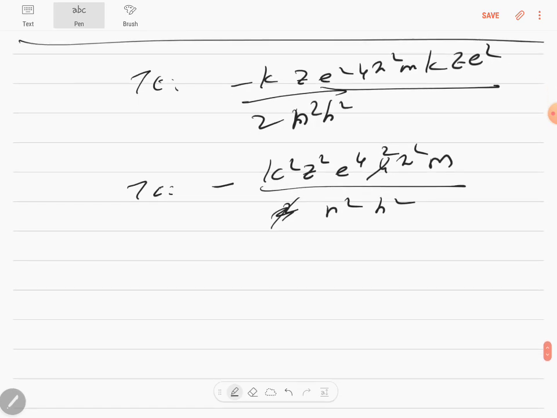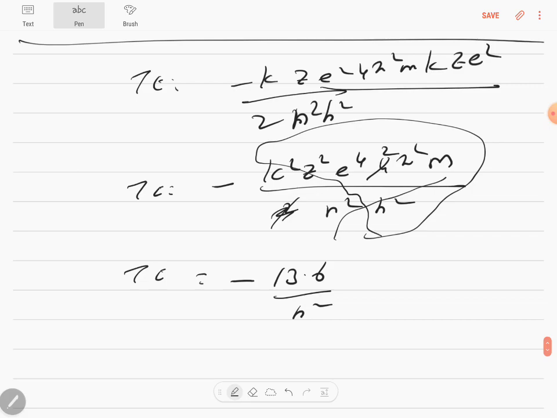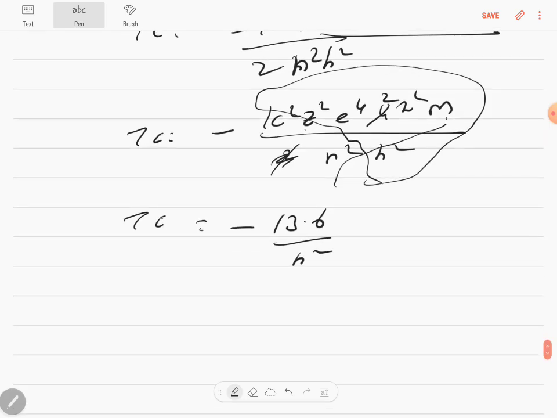Can you see? You can group all this and write it as minus 13.6 by n square, because all of these are just constants. For a hydrogen atom, Z will be 1, e will be 1.6, and the mass of the hydrogen atom is like the mass of a proton, because the nucleus consists of only a proton and doesn't have a neutron, which is 1.6 × 10 to the power minus 27 kg. Everything together is just minus 13.6 by n square electron volt.